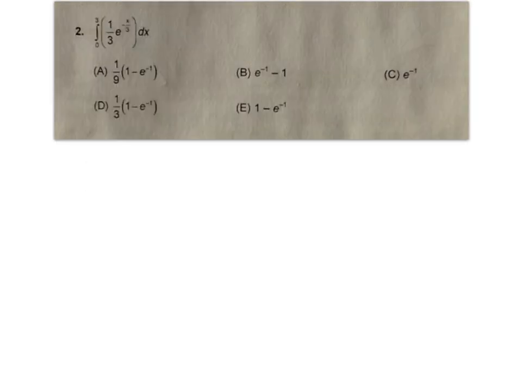Okay, for this problem, we're evaluating a definite integral from 0 to 3 of 1/3 e to the negative x over 3 power dx. So this is a definite integral with a u substitution. The inside function here, u, is going to be negative x divided by 3, or I could think of u as being negative 1/3 x. The derivative of u with respect to x is just going to be negative 1/3. So du equals negative 1/3 dx.